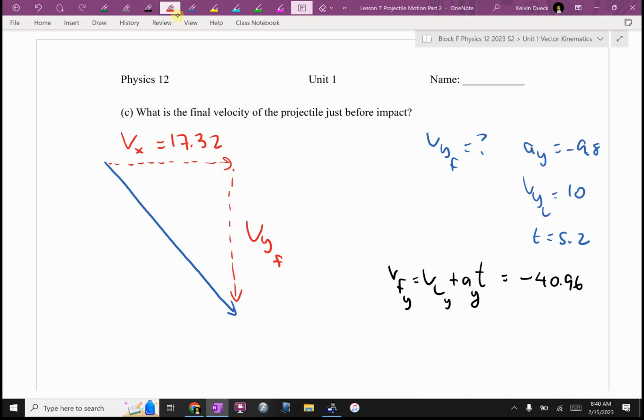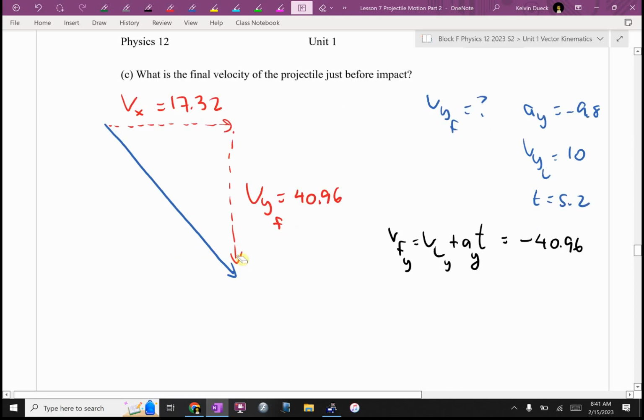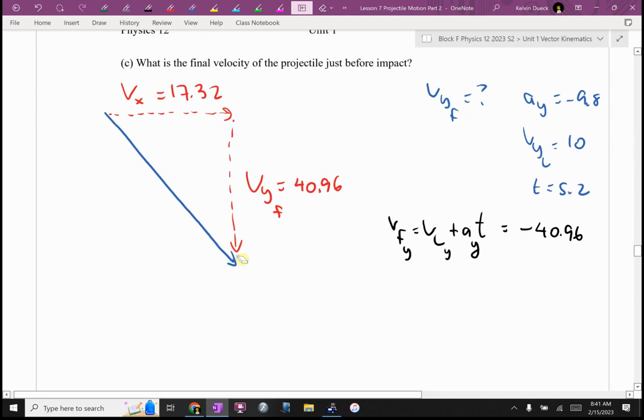So I'm going to add that here. I'm not going to bother putting the negative on my vector diagram. The negative is that downward pointing arrow. That's the negative. They wanted me to find the final velocity. This is the final slanty velocity right there. How can I find its magnitude?